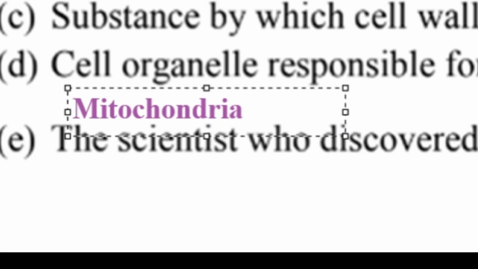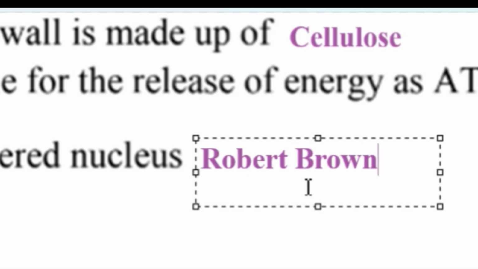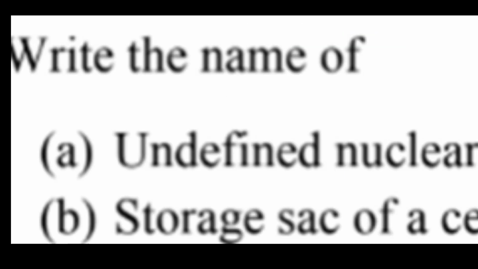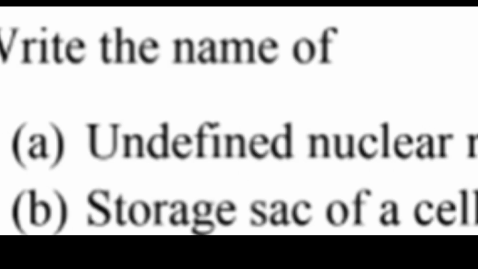Question E, the scientist who discovered nucleus. The scientist who discovered nucleus is Robert Brown. So in prokaryote, that undefined nuclear region is called as nucleoid region. And B part is write the name of the storage sac of a cell. The storage sac of a cell is called as vacuole.